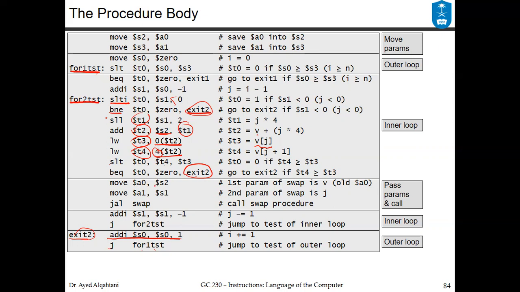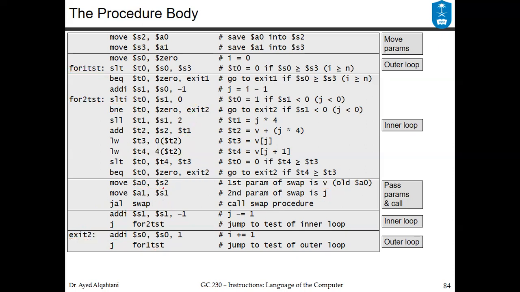So the first argument is S2, which is the base register of the array V, and you move it to the first argument, which is A0, and then you have J, which is in S1, you move it to A1, and now you can jump and link the swap function, meaning that here we are calling the swap.